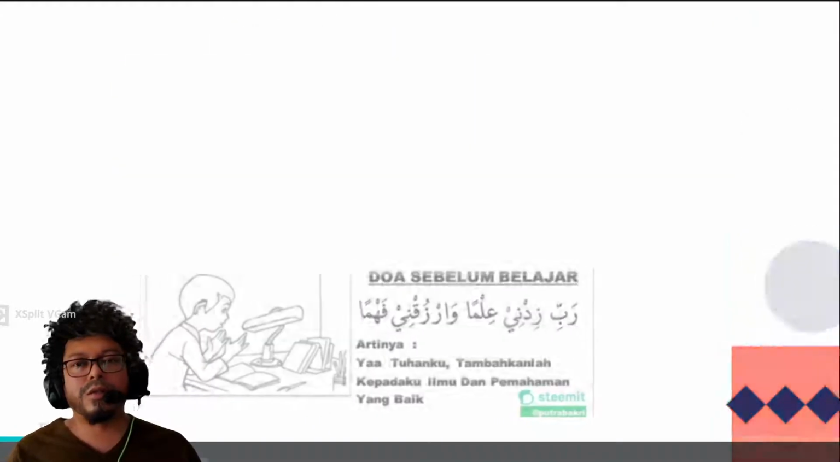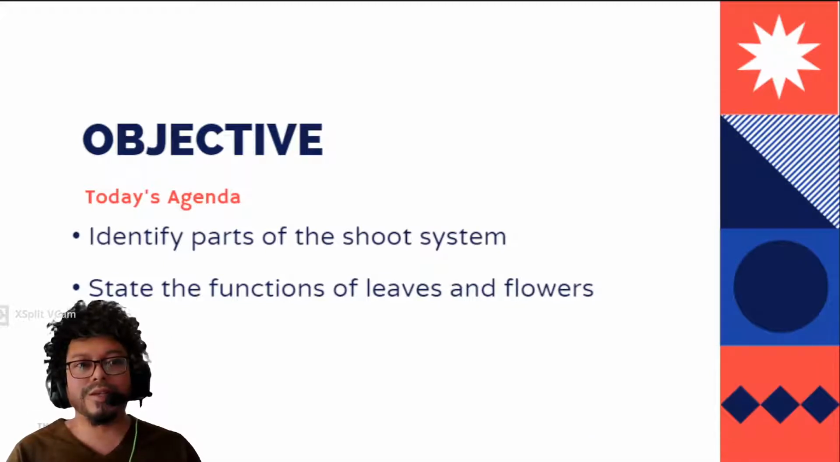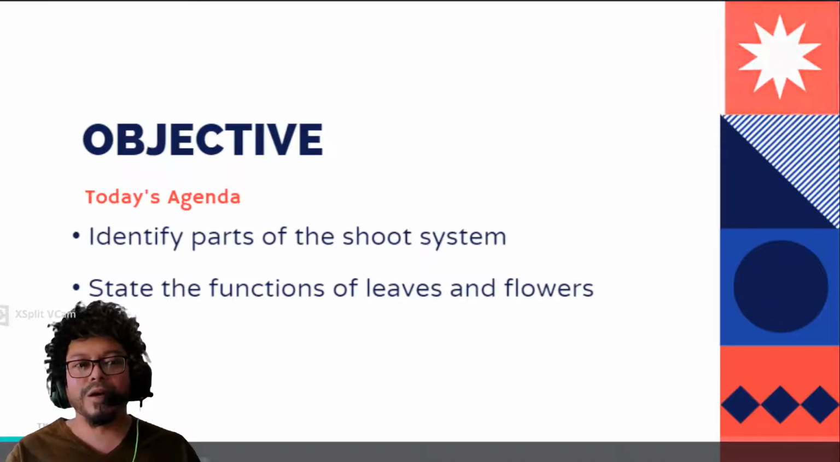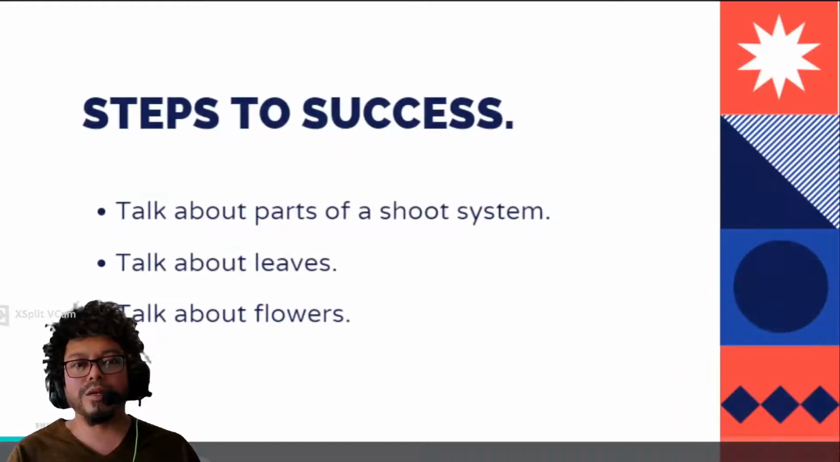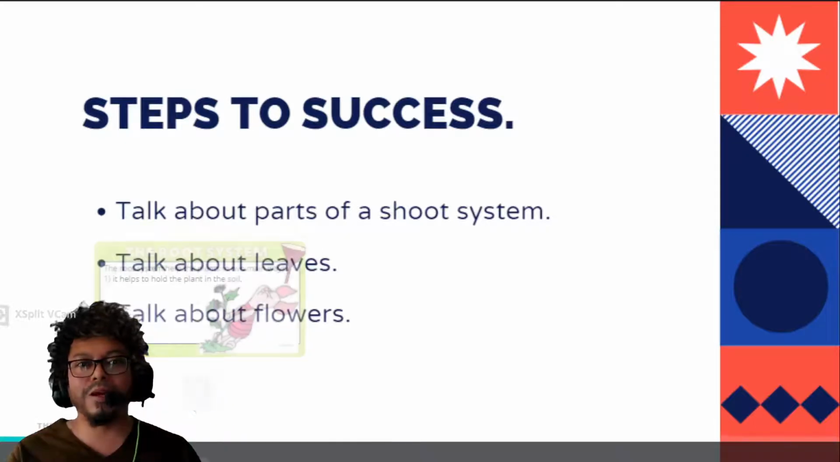Okay, let's go through our objectives. One, to identify parts of the shoot system, and two, to state the functions of leaves and flower. And how do we do this? We talk about parts of a shoot system, then we talk about leaves and their function, and we talk about flowers and parts of a flower.